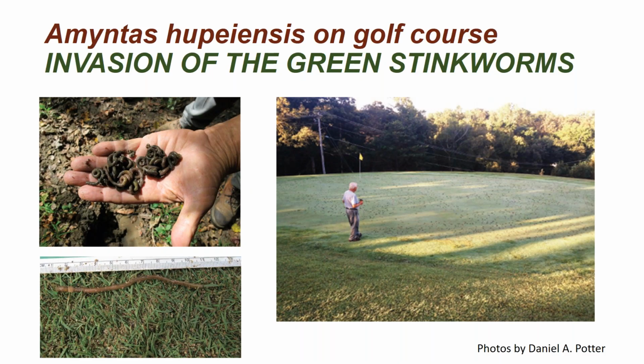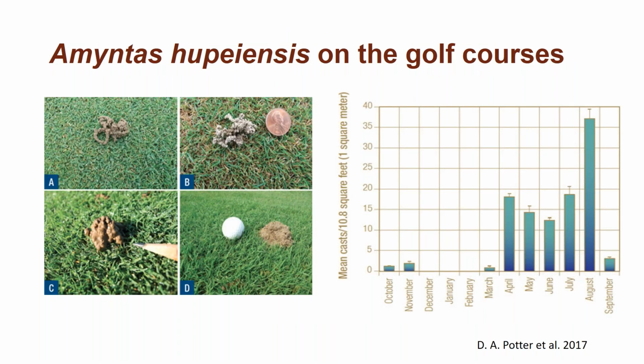I want to give you an example, so you not only have the information but also some example of what happened during an invasion. One time we noticed an invasion on a golf course of the green stinky worms. It's not the same species that we have, but it's the same genus, very closely related Asian earthworms. They create a lot of mess. The reason I want to show you that case is that the research was done by Daniel Porter.